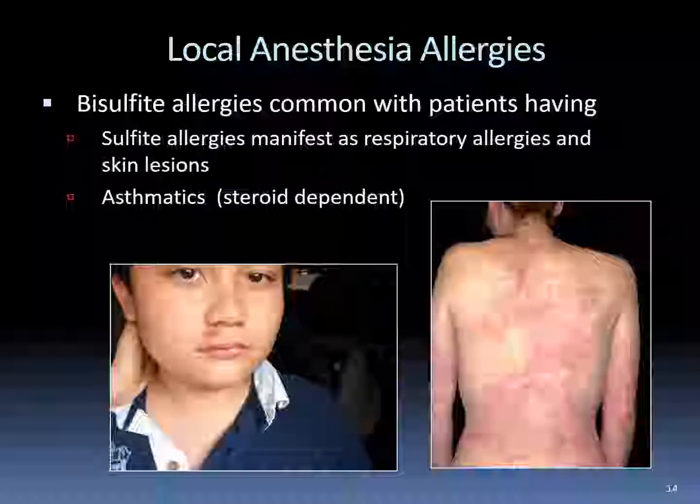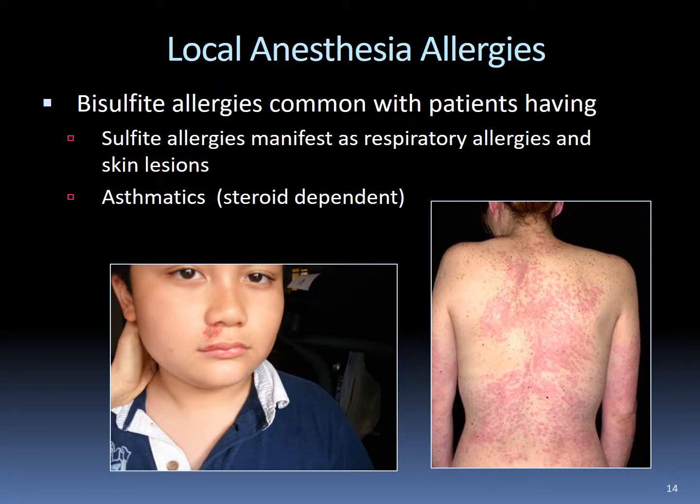One situation that we encounter sometimes with patients, and this has to do with the type of additives that are in a local anesthetic agent, mostly bisulfite, is an allergic reaction, and this is due to the vasoconstrictors. Bisulfites are added to local anesthetic agents as a preservative. So patients that have a very sensitive sulfite allergy manifest in the system as either respiratory or skin lesions. And at times, asthmatics, if they are steroid dependent, will also have a reaction to these bisulfite additives that are included in local anesthetic agents to preserve the vasoconstrictors.